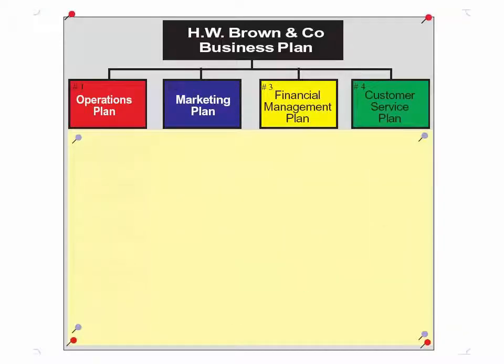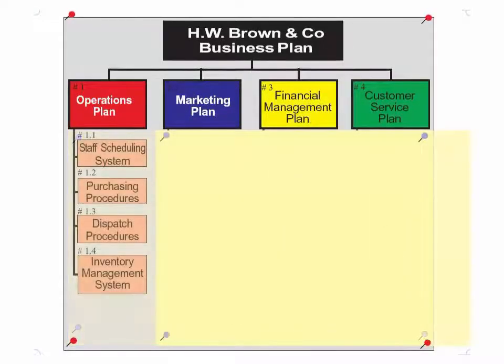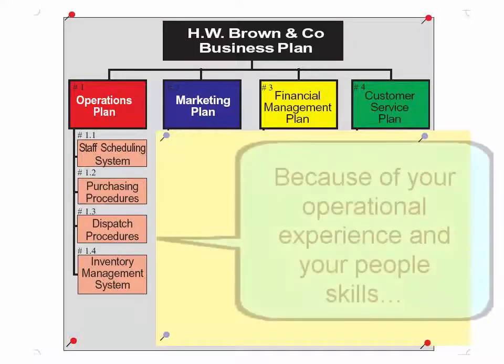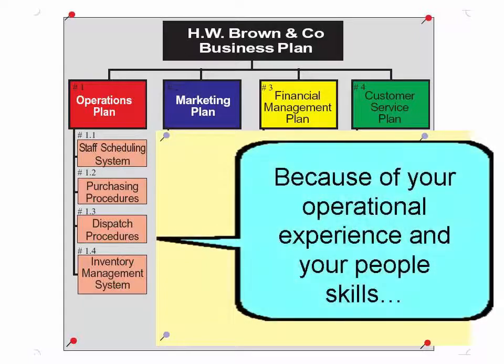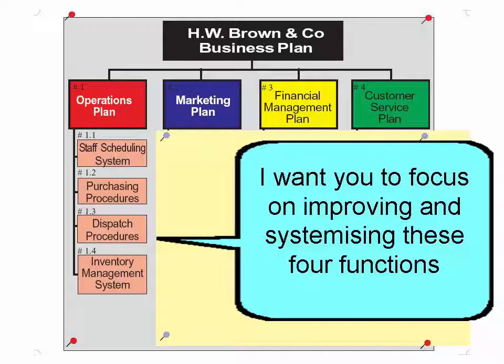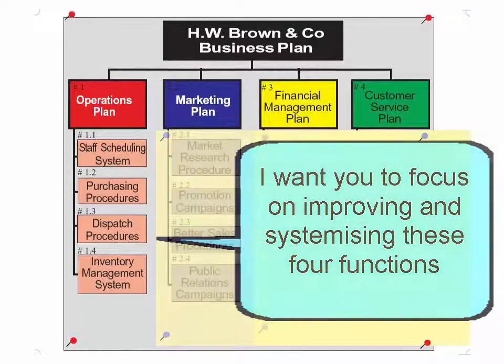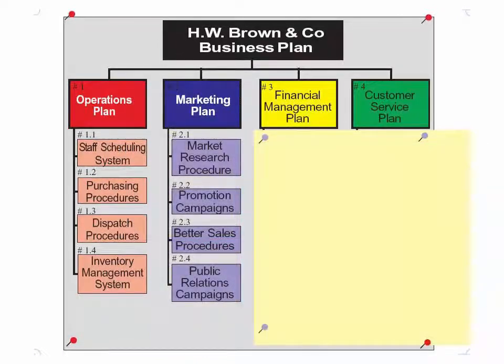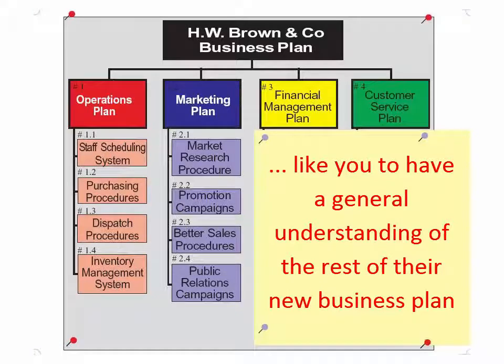Ted then shifted the cover sheet to reveal some of the lower details that had been obscured. He then explains to you the problems that they have been experiencing in their operations area. He then goes on to say, because of your operational experience and your people skills, I want you to focus on improving and systemizing these 4 functions. Ted then uncovers another section of the chart. He then goes on to explain that he would also like you to have a general understanding of the rest of their new business plan.